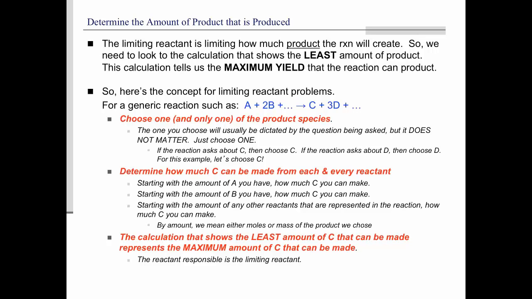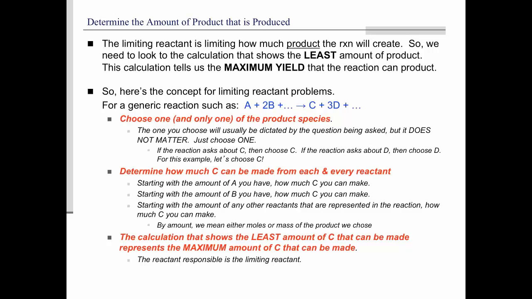And then we're going to do a calculation to find out how much of that stuff can be made. Now, by how much, we may be asking how many moles, or we might be asking how many grams. Whatever it is, go ahead and just calculate how many you need in the proper set of units. So we're going to go from each reactant, starting with the amount of A that we have. So someone's going to say you've got 3.7 grams of A. You're going to calculate how much C can be made from that.